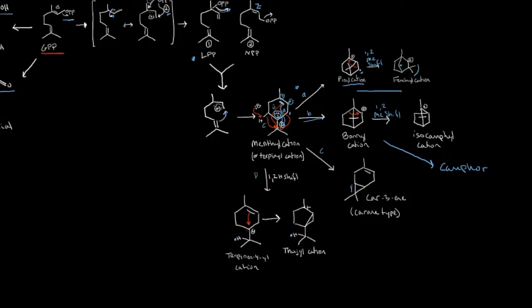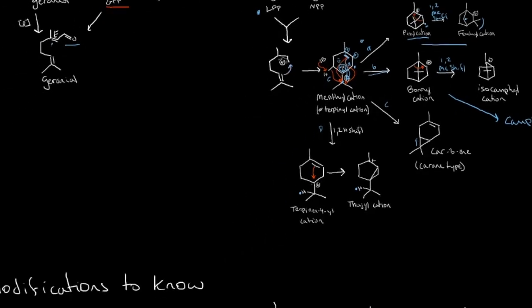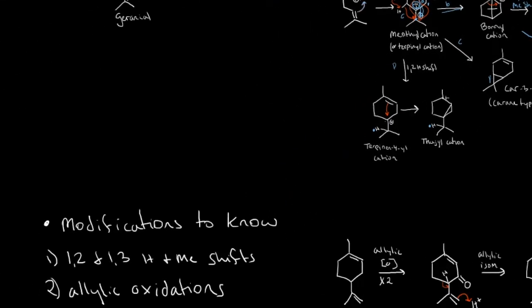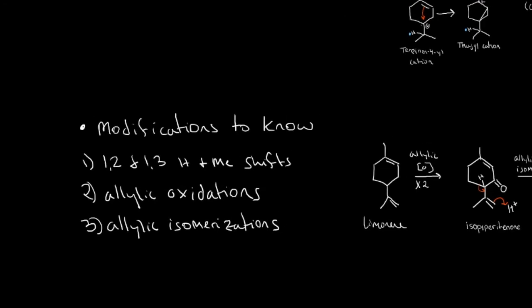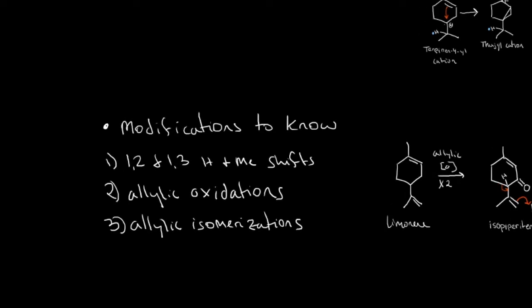So there are some things I said you need to know in addition to what I've shown you there. And once again, that's 1,2 and 1,3 H and methyl shifts. These are going to be significant ways to change the position of your positive charges or to form different cyclized groups. So make sure that you're aware of them and how they work.